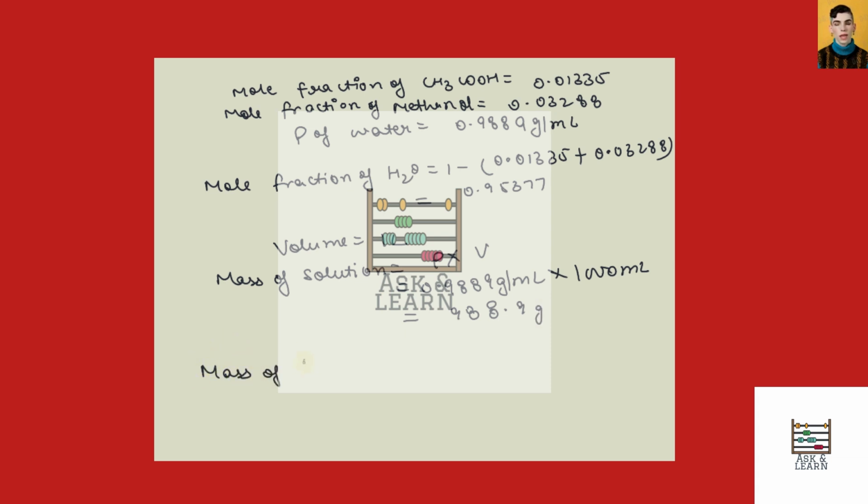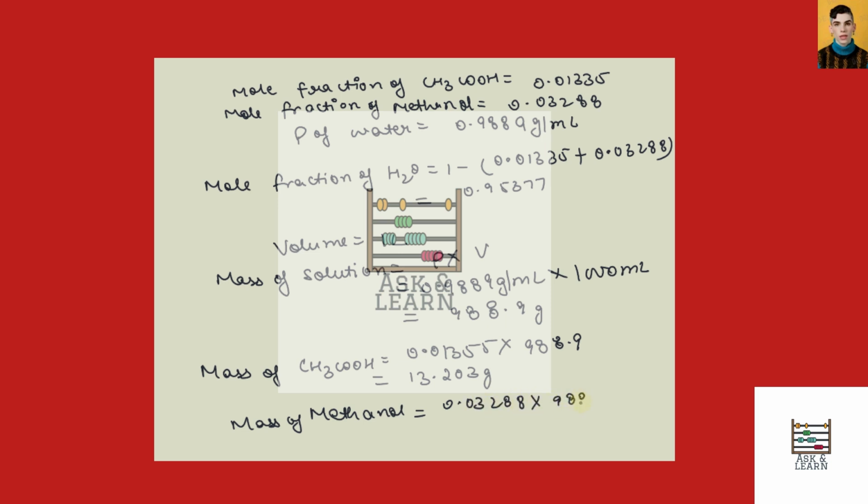Now here we can find out the mass of each component. So firstly the mass of the acetic acid is equal to mole fraction, 0.01355, into mass, 988.9. So here we get that mass is 13.203 gram. Then the mass of the methanol is equal to the mole fraction of methanol, 0.03288, multiplied by 988.9 gram. So this comes to be 32.504 gram.